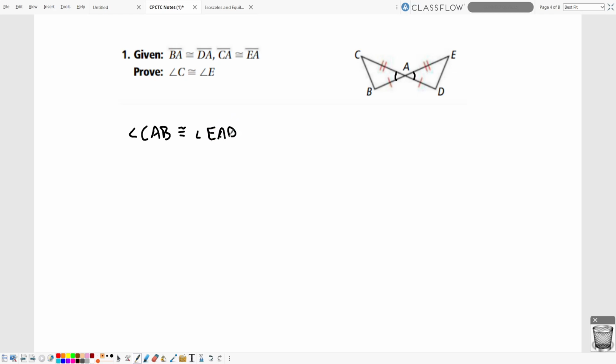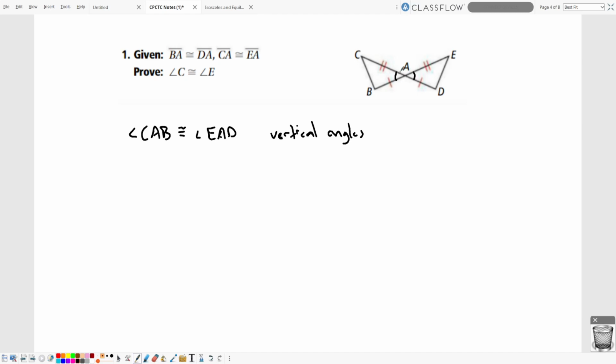Well, why is EAD congruent to CAD? Those are just vertical angles. And we know that vertical angles are always going to be congruent to each other. So that gives us the angle that we're looking for.